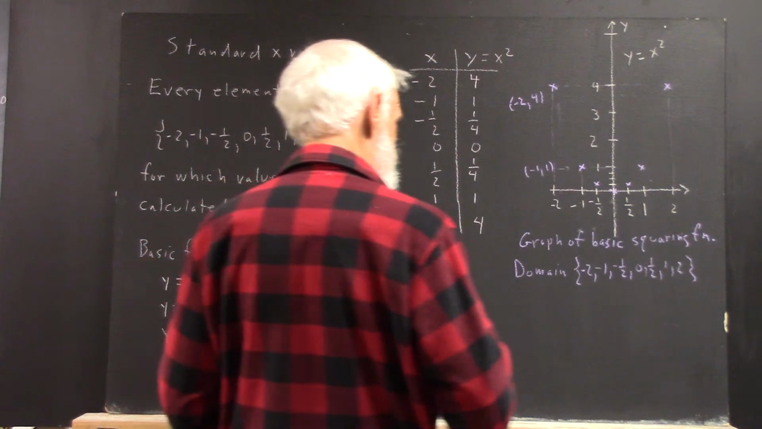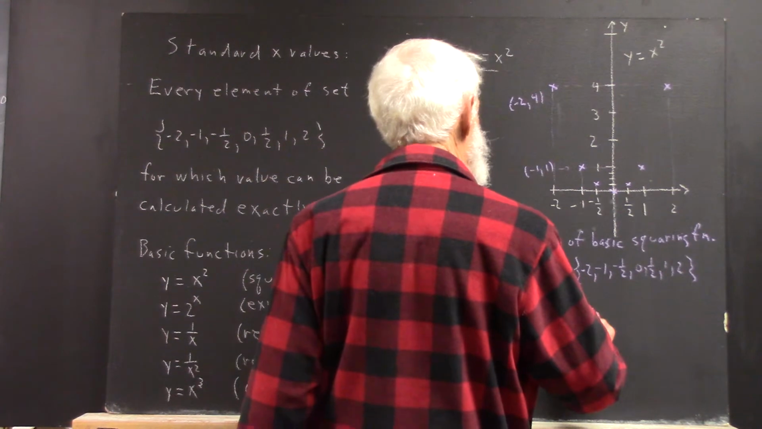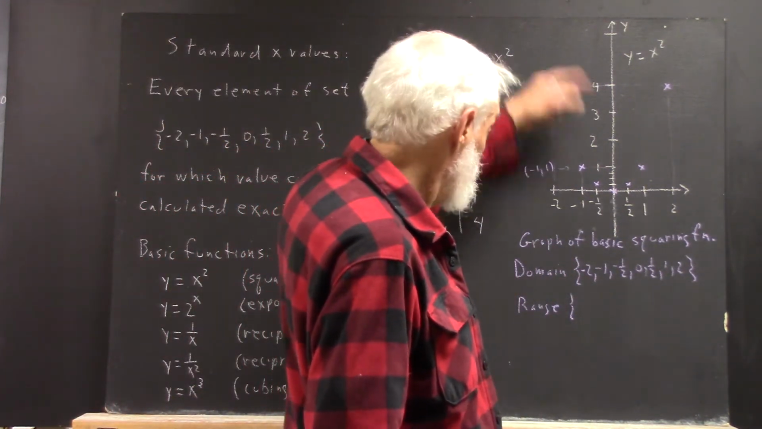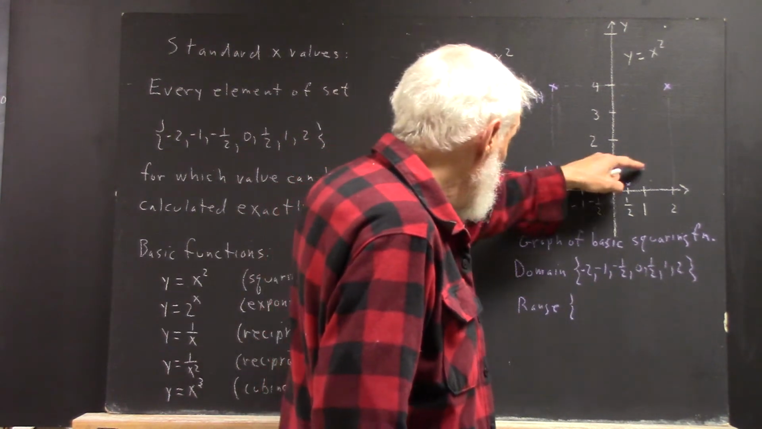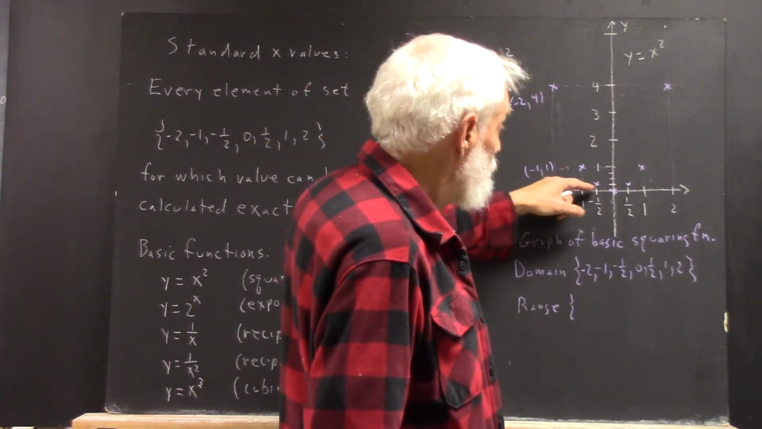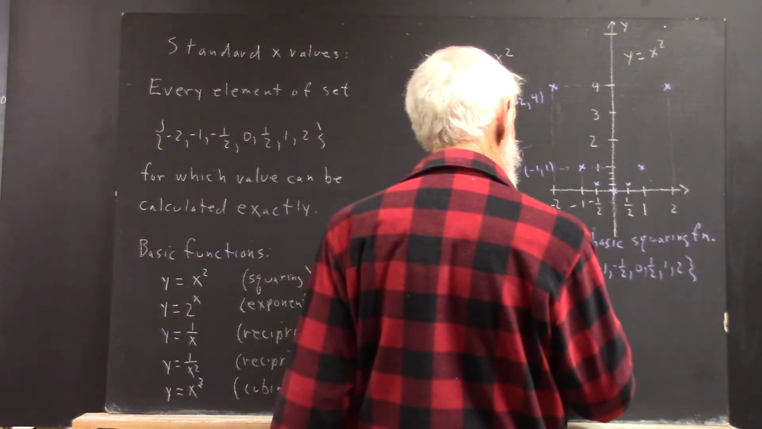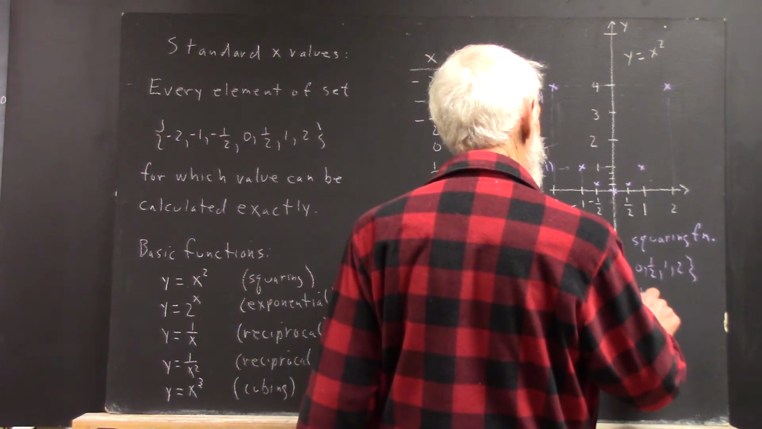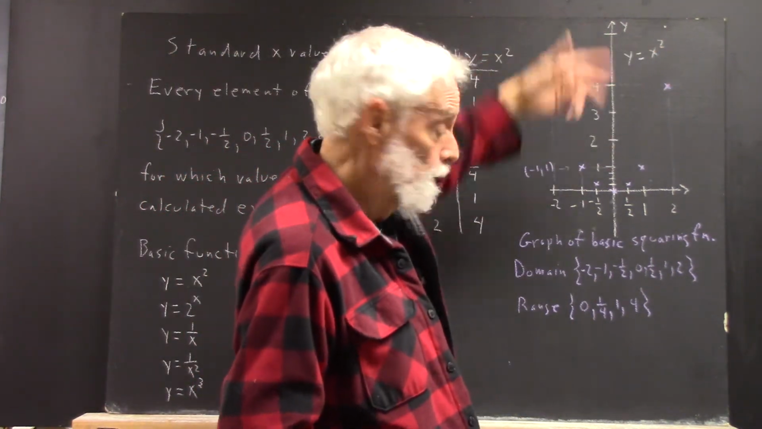The range gives the set of y values. The y values are 4 and 1. And of course, both of these points have y value 4. Both of these have y value 1. These both have 1/4, and this has 0. So the range just consists of the numbers 0, 1/4, 1, 4. And we don't write 4 down twice because it occurs twice.